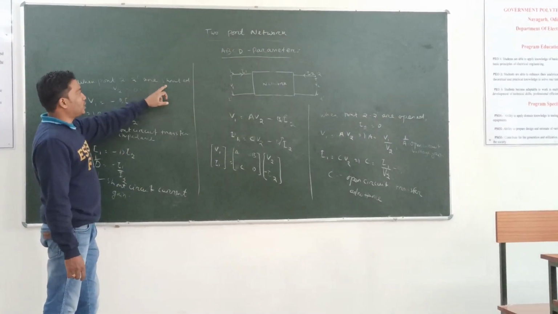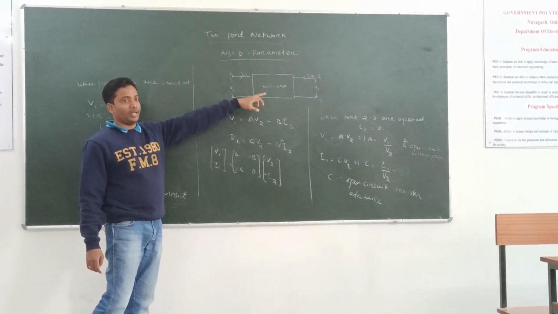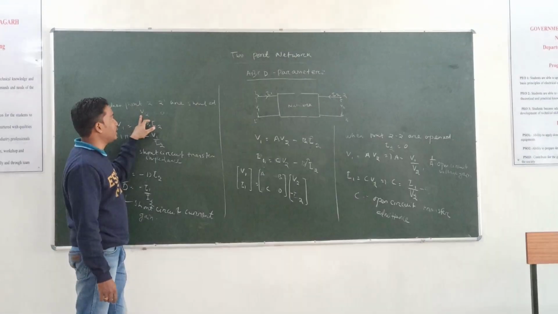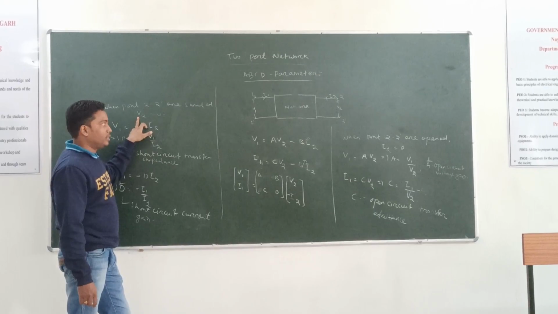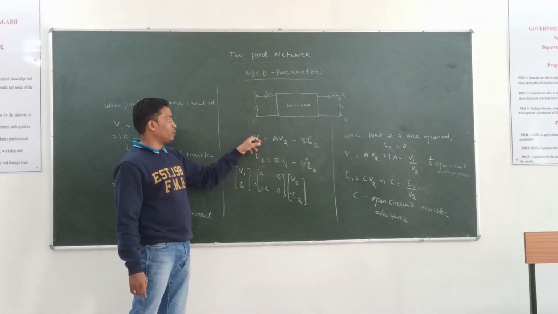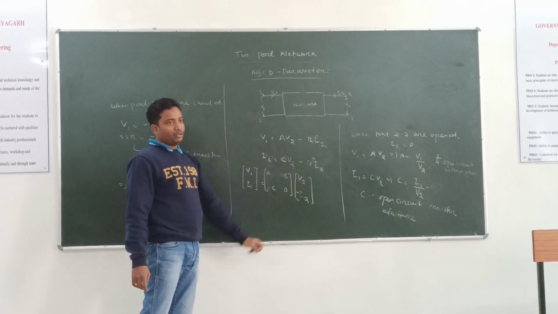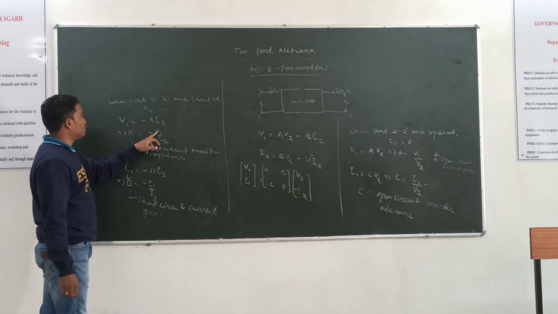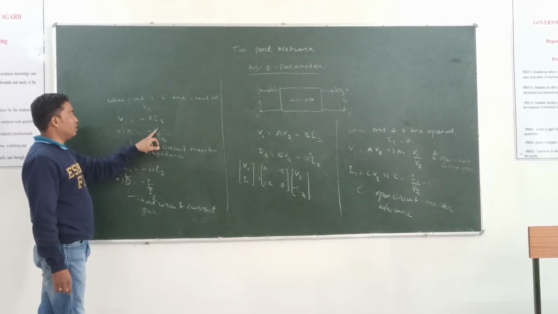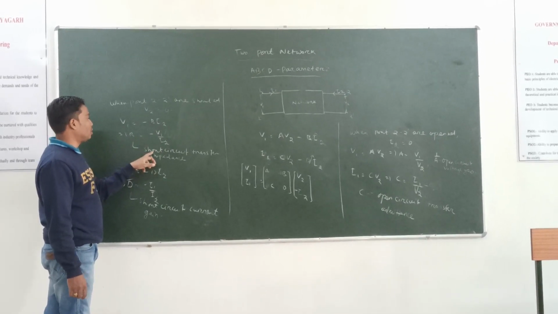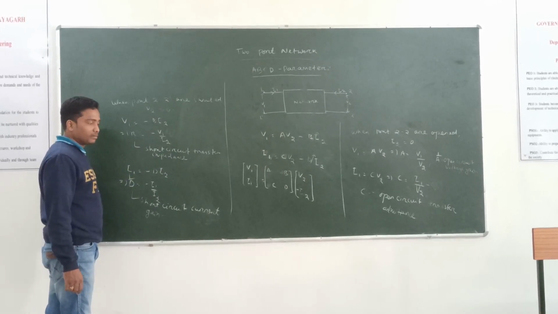Then come to the next one. When the two ports are short circuited, V2 will be 0. Then put this value in these two equations. If V2 is 0, V1 will be equal to minus B I2. So B equals minus V1 by I2. We know V by I equals impedance. So it is called short circuit transfer impedance.